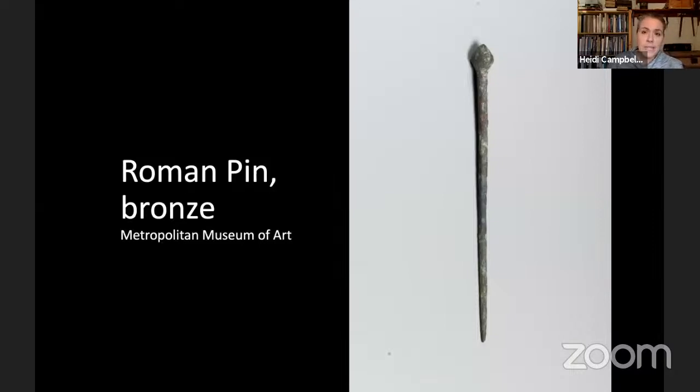Today, I'm primarily focusing on Western culture, but pins appear to be present in many of the major cultures of the world, from China, Japan, India, both sub-Saharan and Northern Africa, and of course the Americas, as we saw in the earlier slide. Pins are both tools and decoration. Throughout their history, they functioned as both.